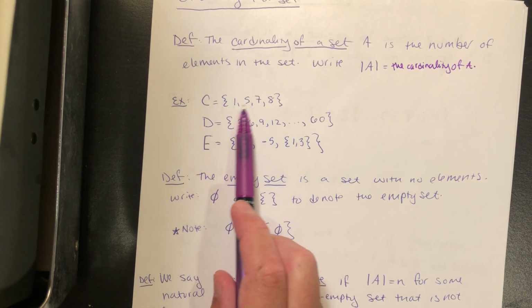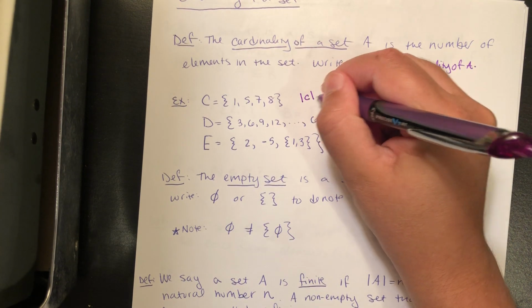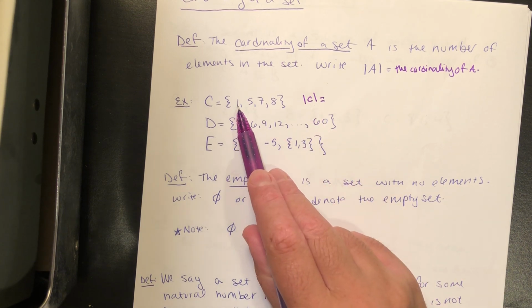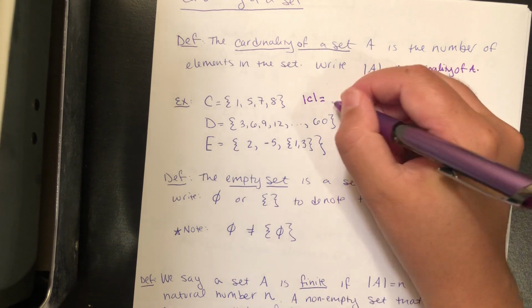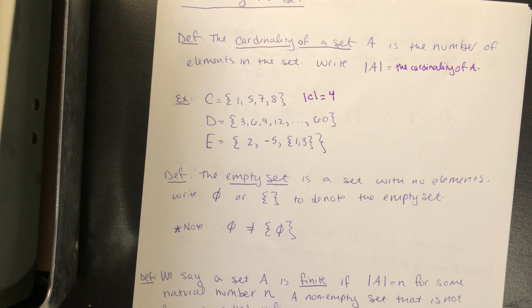So C is the set 1, 5, 7, and 8. Well, what's the cardinality of that set? Remember, this notation, you put absolute value bars around the set itself. The cardinality of the set is just the number of elements. There's 1, 2, 3, 4 elements here. So the cardinality of C would be 4. All right, what about the set D? We have 3, 6, 9, 12, all the way up to 60.